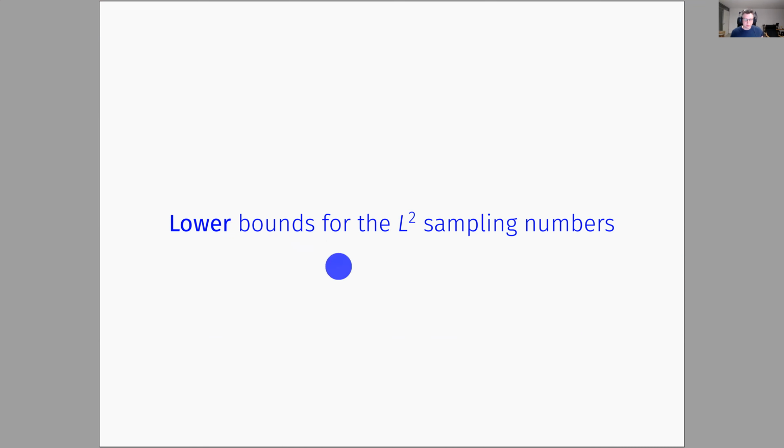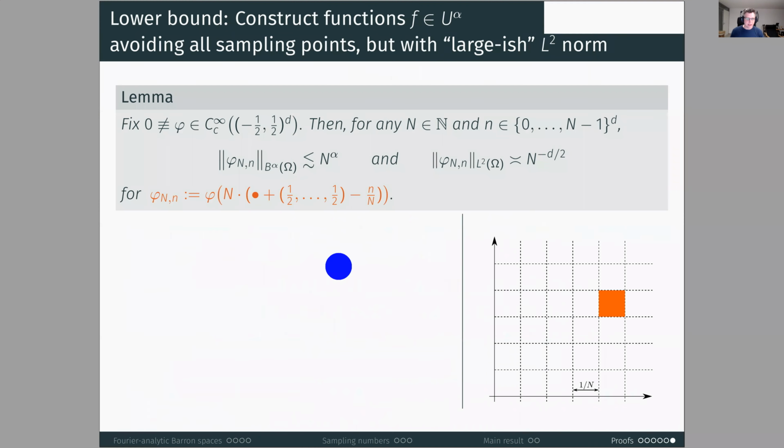The proof of the lower bound, I will only go into very briefly. So basically what you do is you explicitly construct functions which are in the unit ball of the Barron space, which avoid all the sampling points, but still have quite large L2 norm, as large as you can make it under the condition that you avoid all the sampling points and are in this unit ball. And you can do this as follows. You fix your favorite bump function with support in the unit cube. And then you dilate it to make it quite small, so to have support essentially of side length 1/n.